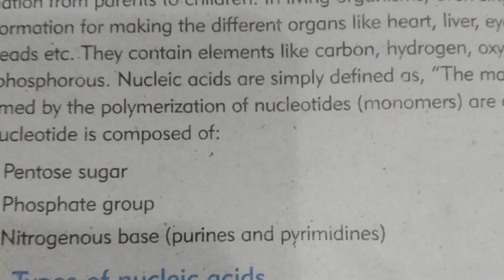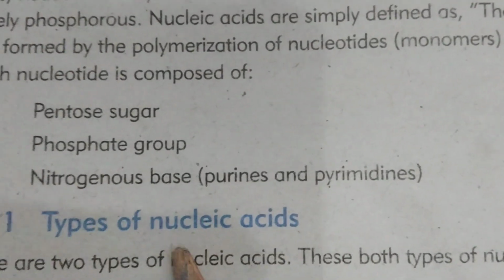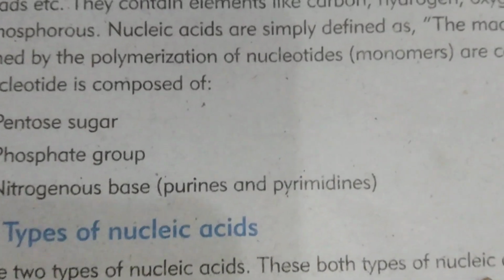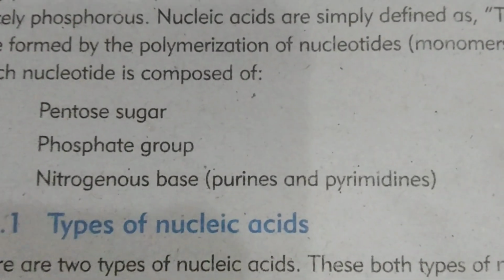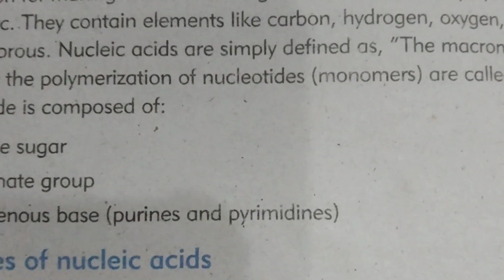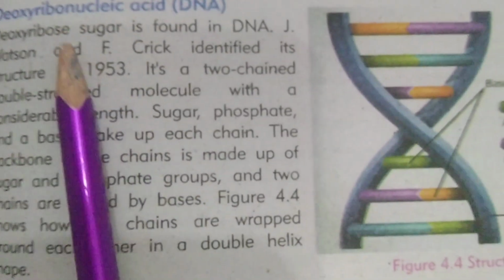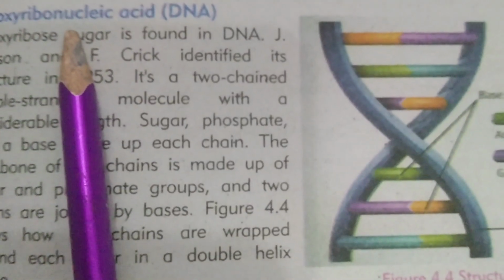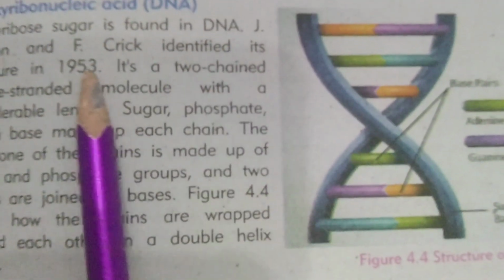Now what about the types? There are two types of nucleic acids. Both types are present in all animals and plants, in everyone. One is DNA, that means deoxyribonucleic acid. Deoxyribose sugar is what you find in DNA.